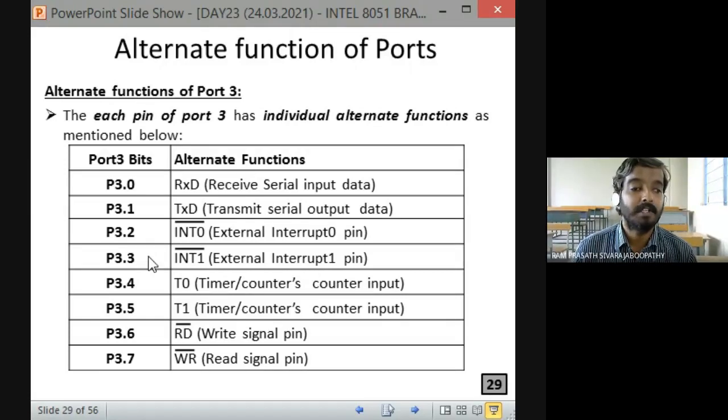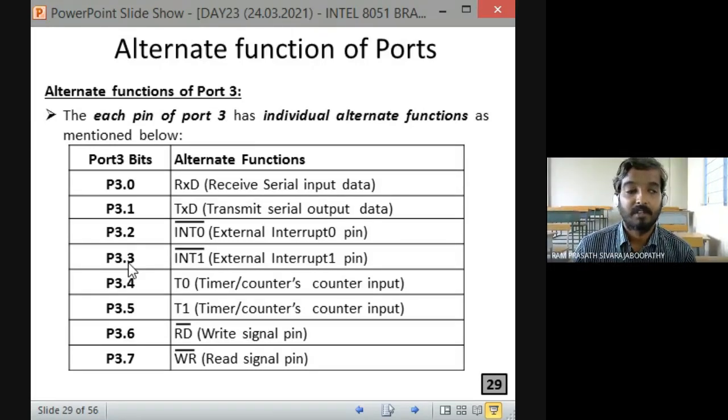P3.2 and P3.3 are going to act as external interrupts. In your system or application, if you are having external interrupts, you have to use P3.2 and P3.3. There is no dedicated pin for interrupts. Port 3's alternate function is what makes these interrupt pins get used.